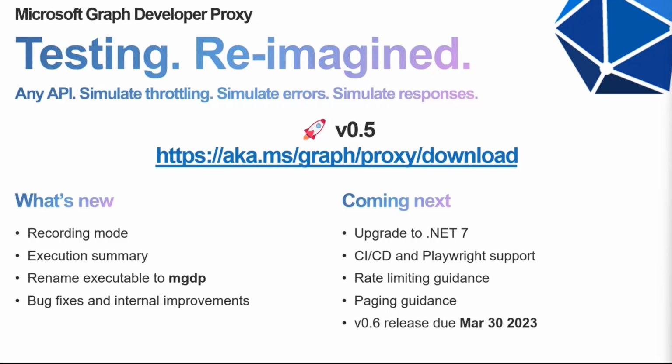We've got the next version coming at the end of March. We're planning to upgrade to .NET 7. We're looking at CI/CD and Playwright support as well, so you can combine the proxy with UI testing, and also guidance for rate limiting and paging as well. And that's it. Back to you, Hugo.